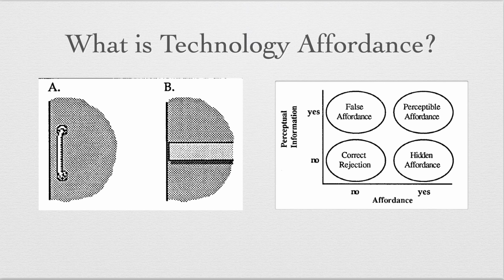Perceptual affordance is information that is available from an existing affordance. Hidden affordance is where there is no information available for an existing affordance and it must be inferred from other evidence. False affordance is where information suggests a non-existent affordance, which exists upon people mistakenly trying to act upon something. And lastly, correct rejection is people usually not thinking of a given action when there is no affordance for it nor any perceptual information suggesting it.